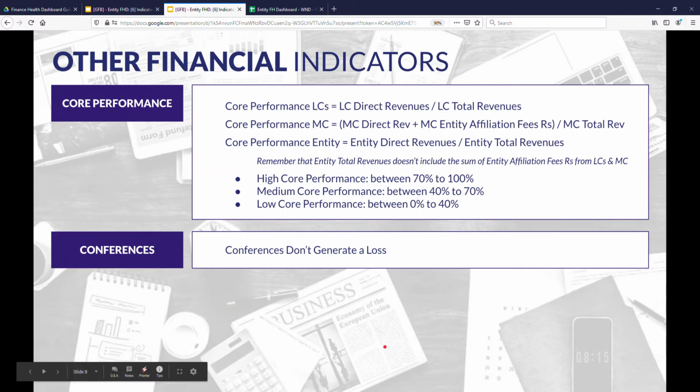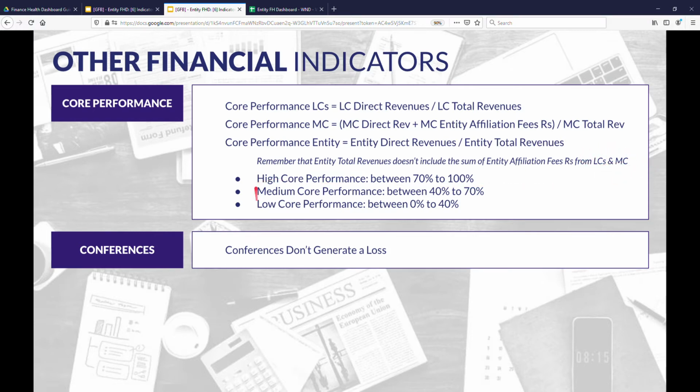Then core performance is for LCs, MC, and entities. So for LC, the core revenue is only direct, meaning only exchange. For MC, core revenue is direct plus the entity affiliation fees that MC collects from LCs. Then for entity, it is entity direct revenues divided by entity total revenues. Entity affiliation fees are of course not included here, because they should counteract between LCs and MC.